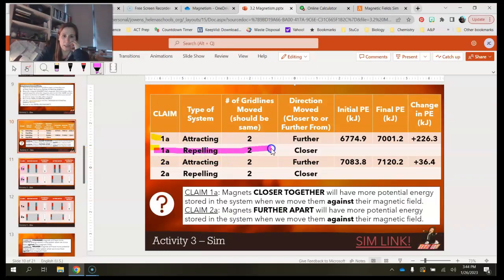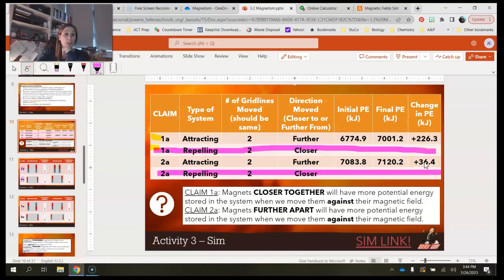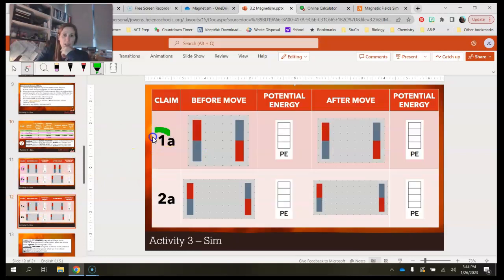So I'm going to go ahead and highlight this and tell you to use this data for this first modeling tool, okay? That's the data you guys collected on your own. I haven't done that for you. Okay, for the other one, we're going to use our attracting systems right here. So this is going to be what we see on slide 12.